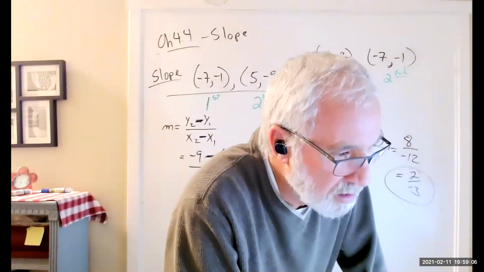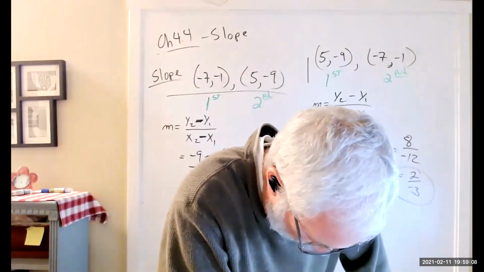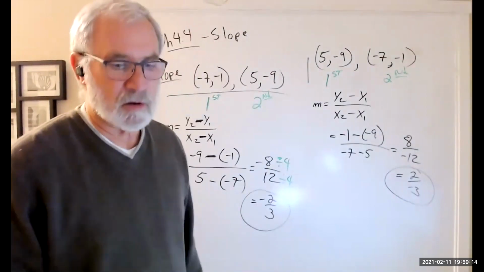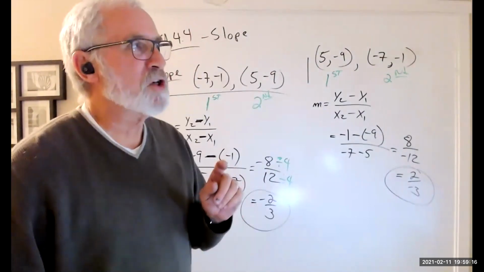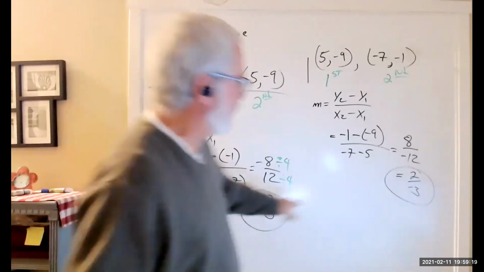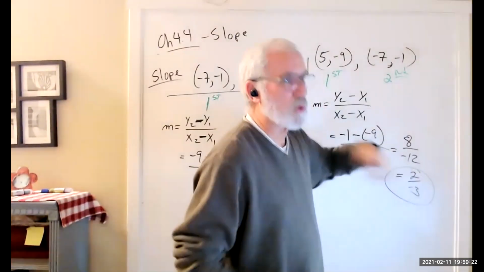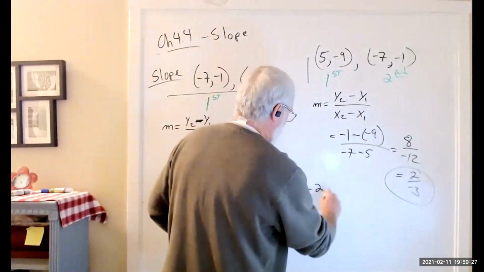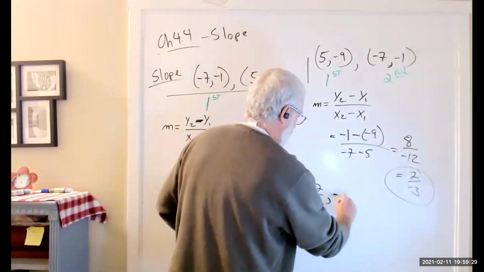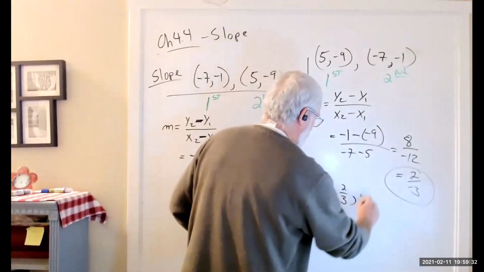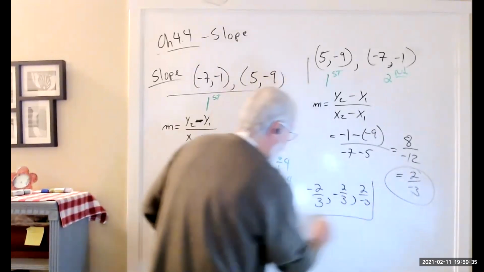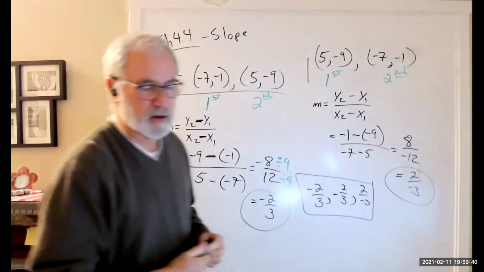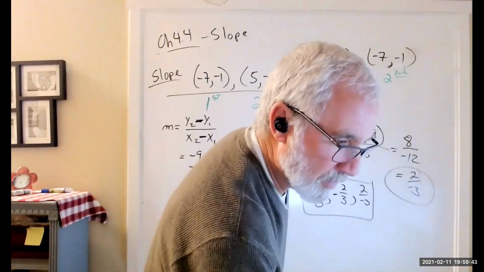So the answer is -2 over 3 or it's 2 over -3? It doesn't matter. Traditionally, we like the negative in the numerator. But in the end, it doesn't matter. Those three answers are all the same. Wherever you stick the negative sign, it doesn't matter. Okay. All right. Thank you.